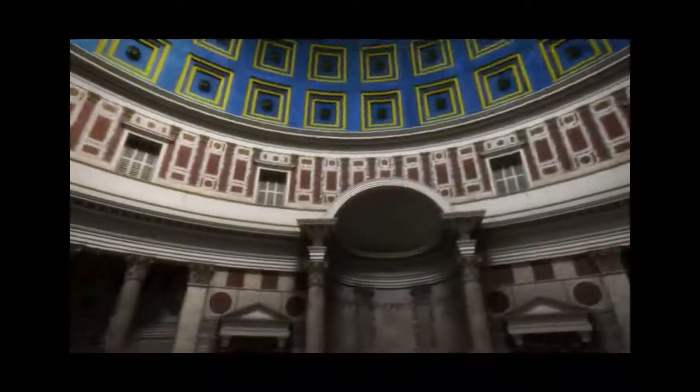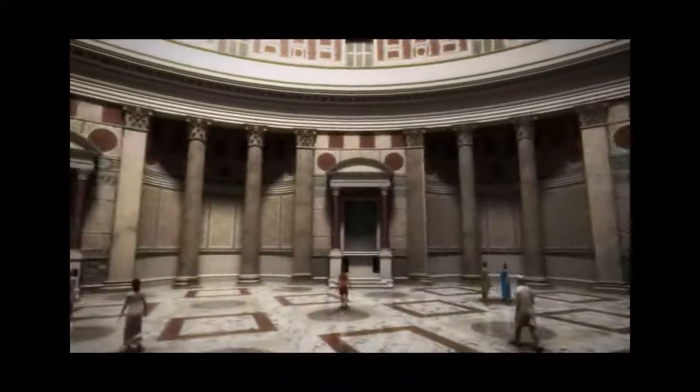And even in antiquity, we know from a historian who wrote only 100 years after the building was built, people wondered, how did they build the dome? How could they do that? They marveled at it even in antiquity.